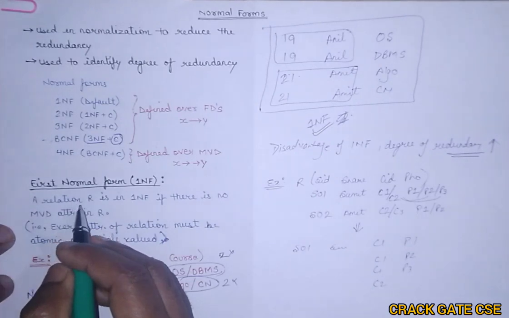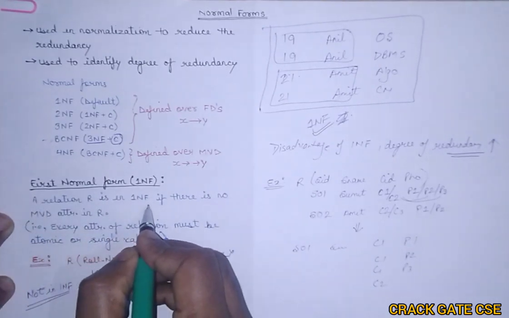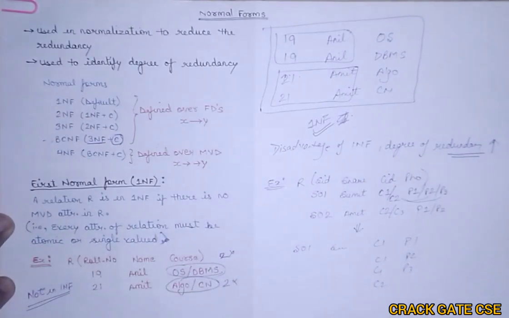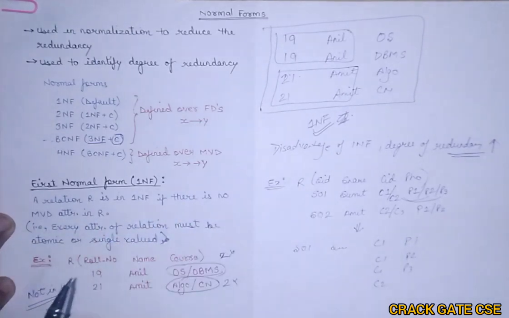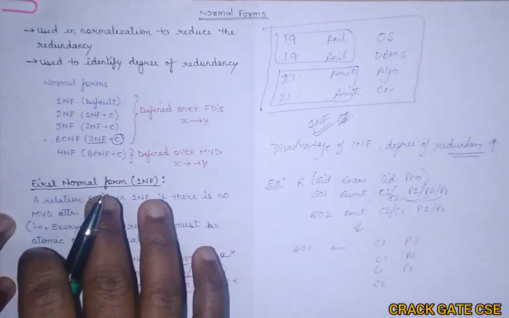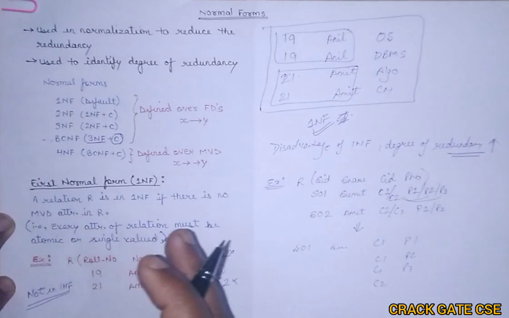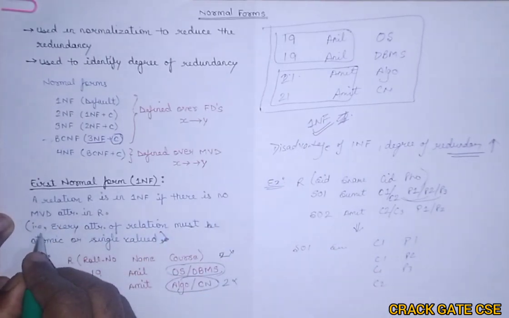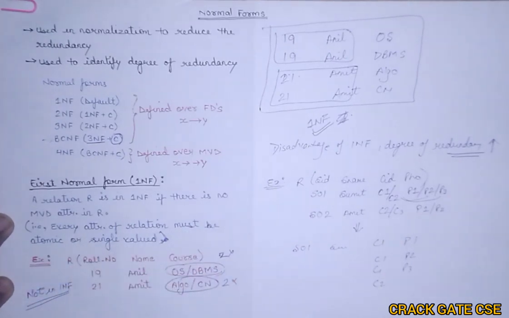So what is the definition of 1NF? A relation R is in 1NF if there is no multi-valued attribute in relation R. That means if there is any multi-valued attribute, then the relation is not in 1NF, and it is not in an RDBMS either, because 1NF is the basic condition for a table to be in the relational database model. So every attribute of a relation must be atomic or single valued.